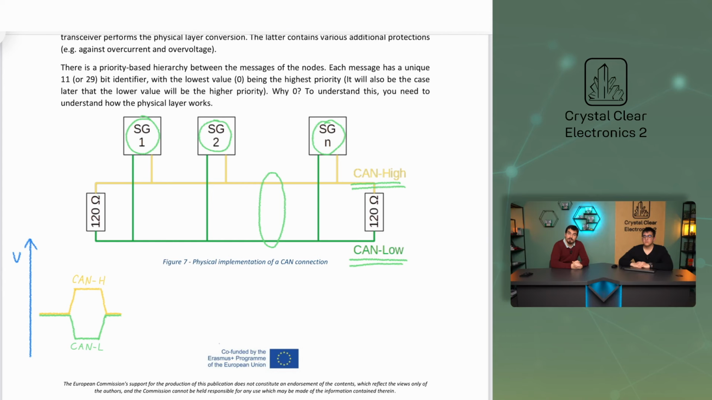For the communication to work correctly, it's essential that a 120 ohm resistor, called a terminating resistor, is connected to each end of the twisted pair. The signals have two states. The logic 0 state is the dominant state, and the logic 1 state is the recessive state.